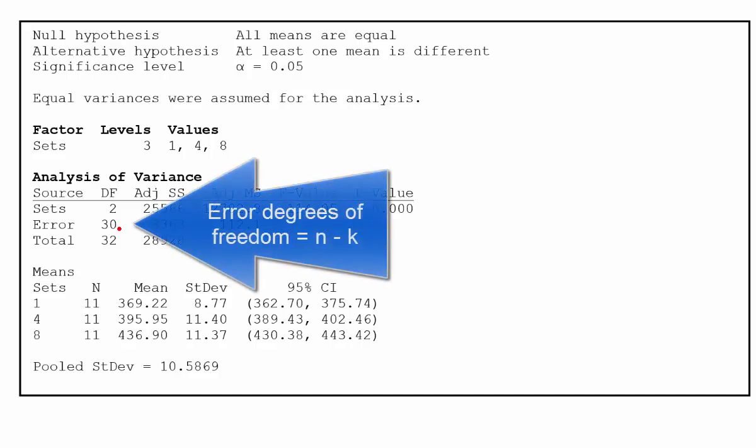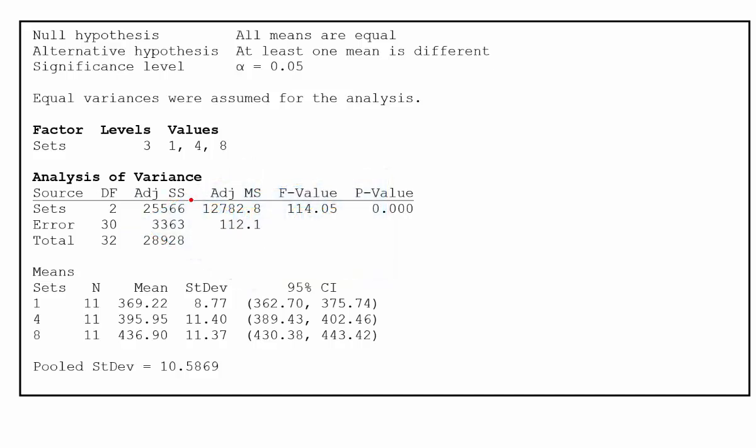Then you can see the error term. Basically, that's just the n, the number of participants, minus k, the number of treatments. So 33 minus 3 gives you 30. You have the adjusted sum of squares, the adjusted mean squares, and then you have the F value, right, which is our test stat, and then we have the P value that corresponds to that.